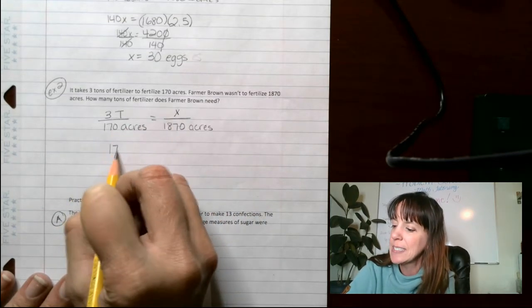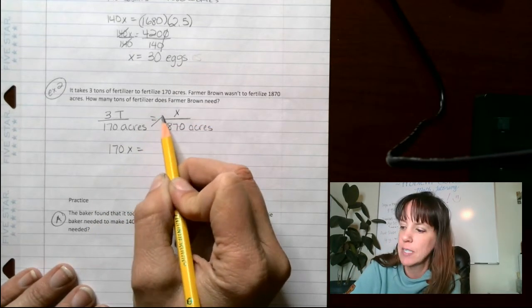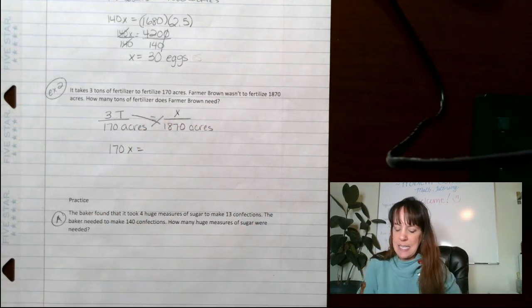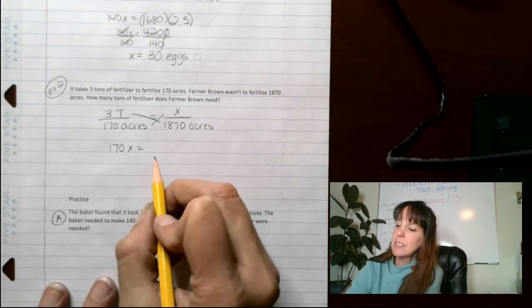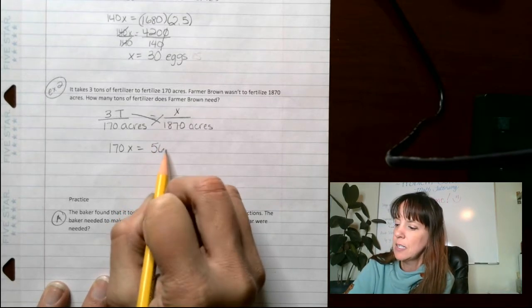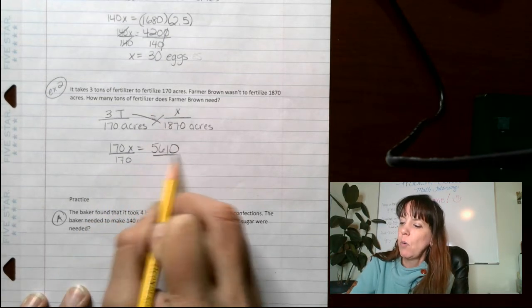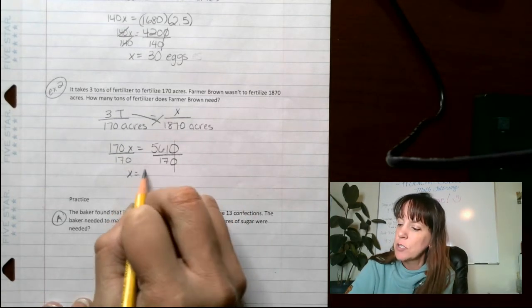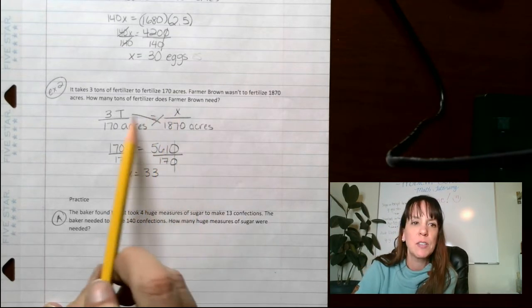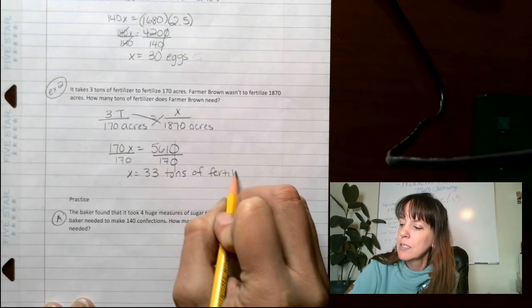So we're going to put X right here because that's our fertilizer. We get 170X equals, so basically I'm cross multiplying when I'm doing this. This times this equals this times this. 1870 times 3 gives me 5,610. Divide both sides by 170. Lop those zeros off if you need to. Gives me 33. X equals 33. We go back and we look, up here, tons. 33 tons of fertilizer.